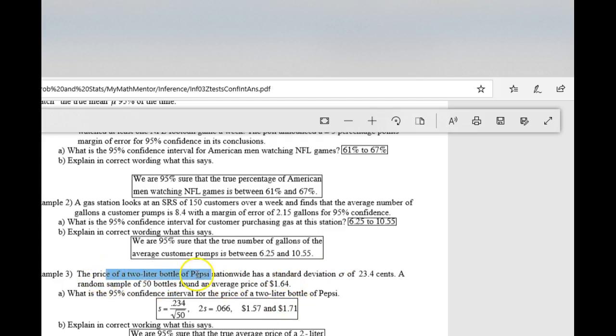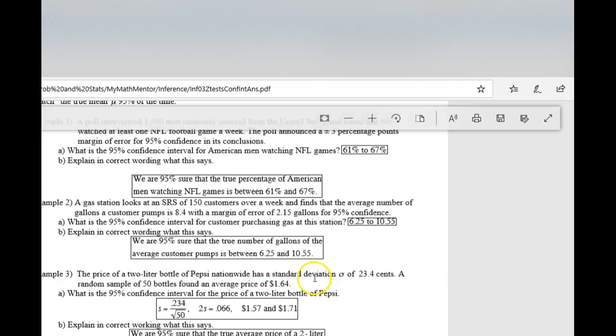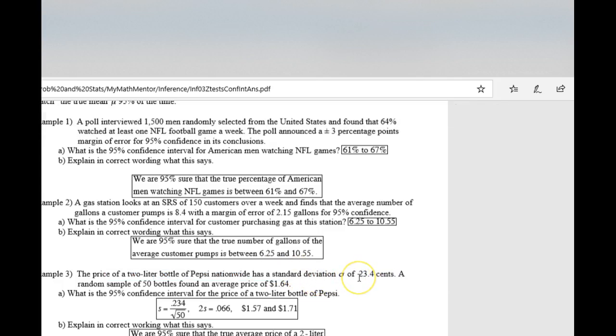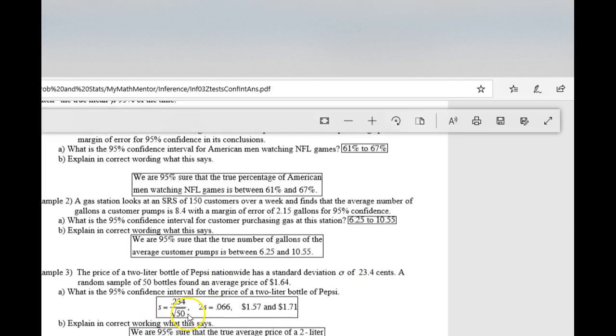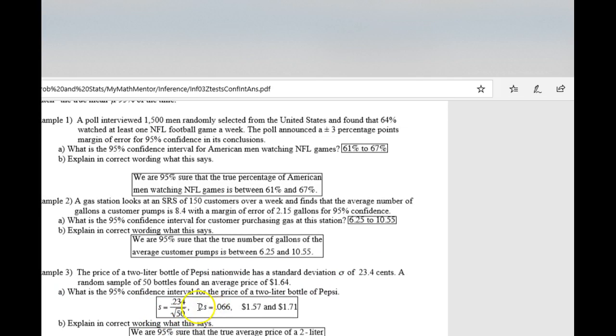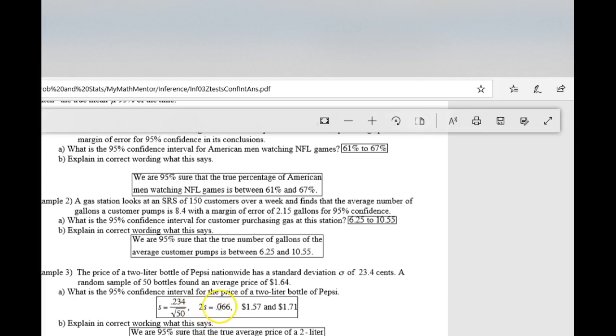Now let's take a look at the price of a 2-liter bottle of Pepsi. The sample standard deviation is 23.4. That's given, with a random sample of 50 bottles, and the average price was $1.64. Since we're given this information, we're asked for a 95% confidence interval. We take 0.234, that's our standard deviation, and we divide by the square root of 50, because that's our sample size, and we multiply that by 2, because that's going to be our margin of error. Because it's 95%, we need two standard deviations right there.